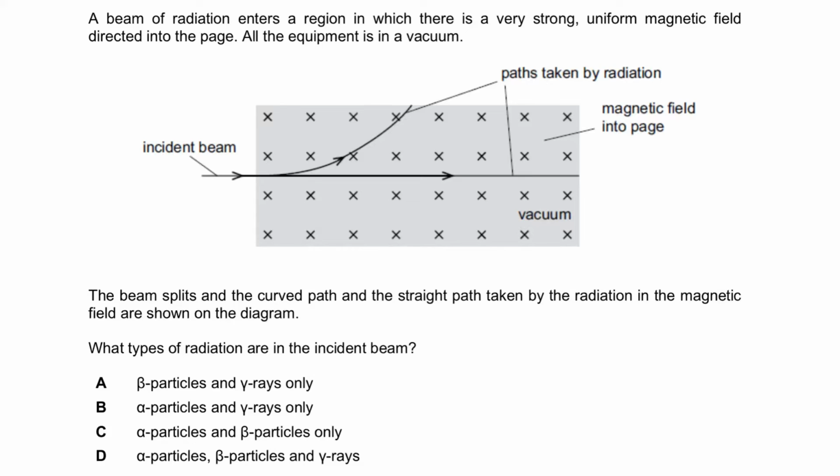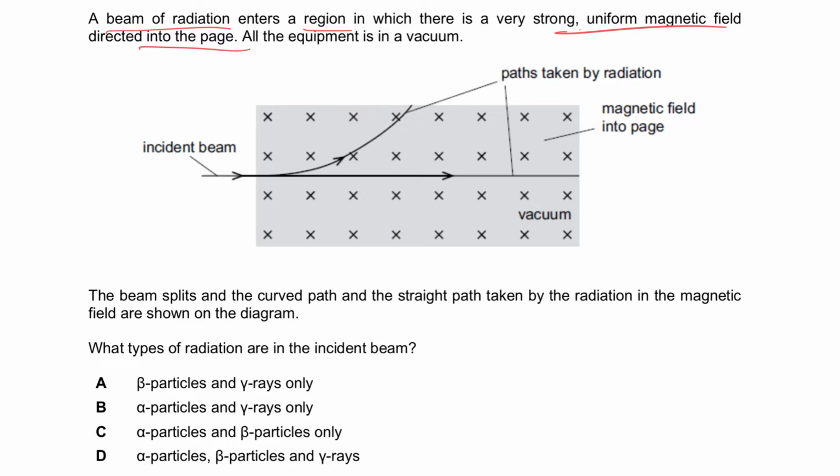This question is on radioactivity, and you are given a beam of radiation that enters a region of a strong uniform magnetic field into the paper. Now, how do you know it's into the paper? Because this region has a magnetic field represented by crosses, meaning it's into the paper. And if it's a dot, it will be out of the paper.